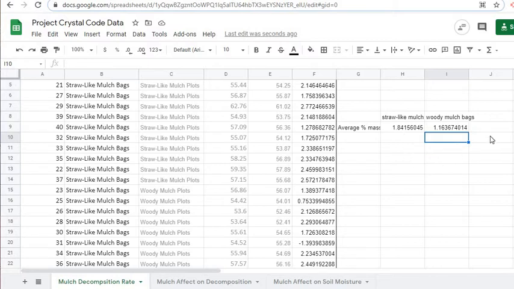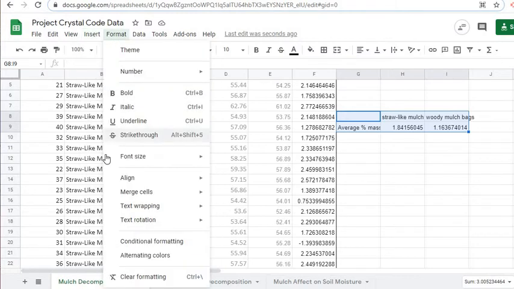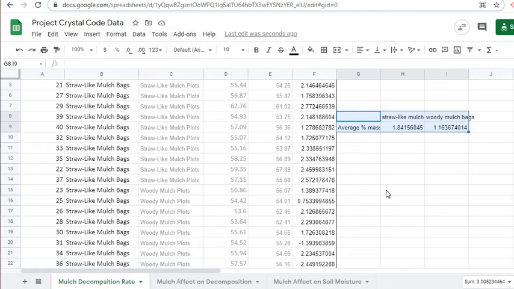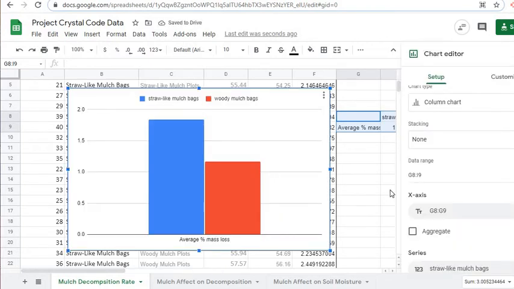It'll be a little bit easier to look at our data in graph form so we can see really visually which one is higher or lower than the other. To make a graph in Google Sheets, you just select the data and go Insert, Chart. And it'll take a few moments to convert the data into a chart.